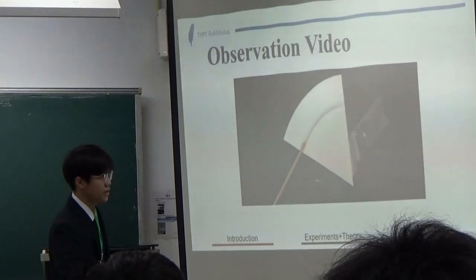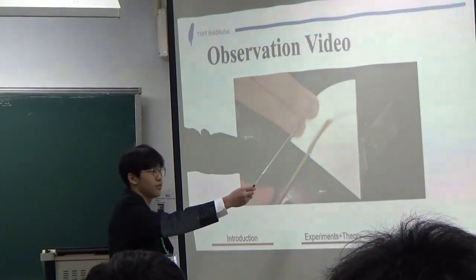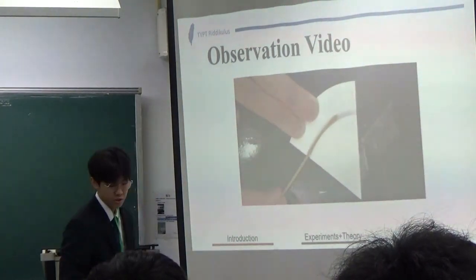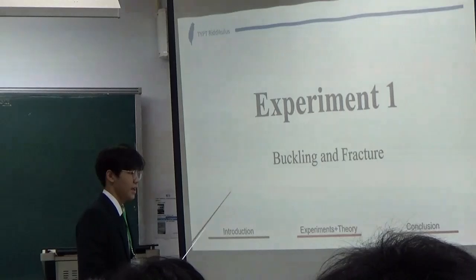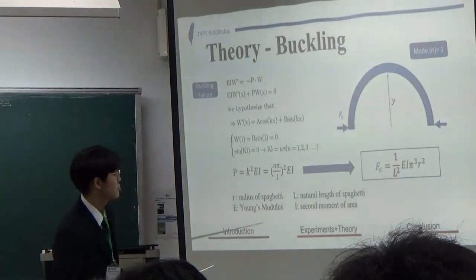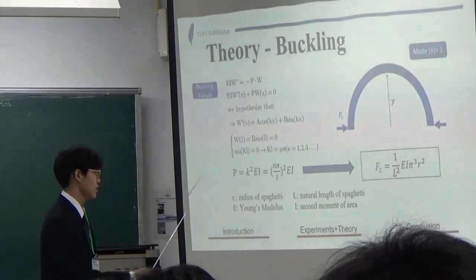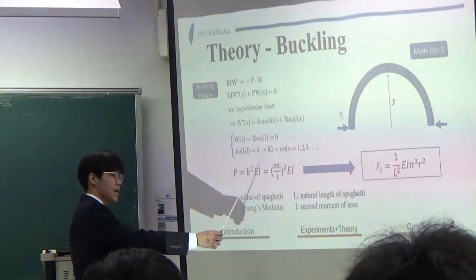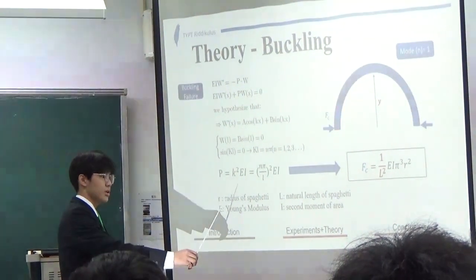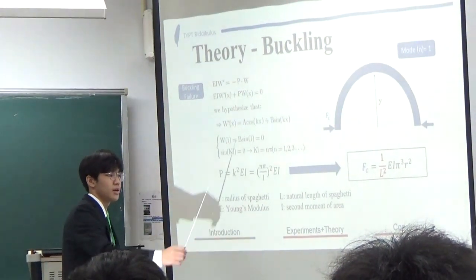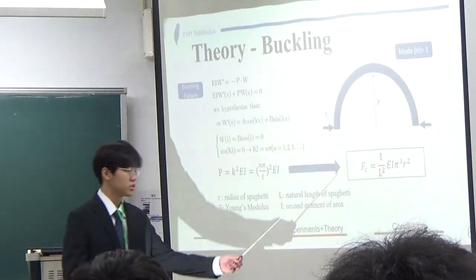Now it's our observation video. As you can see, spaghetti will bend due to the force exerted by the tube. So we need to find the relationship between the force and the length. So we use buckling to analyze this phenomenon. The little r means the radius of spaghetti, and the big L means the natural length of spaghetti. The E means Young's modulus, and I means the second moment of area. And we can get an equation that force is proportional to the reciprocal of length squared.